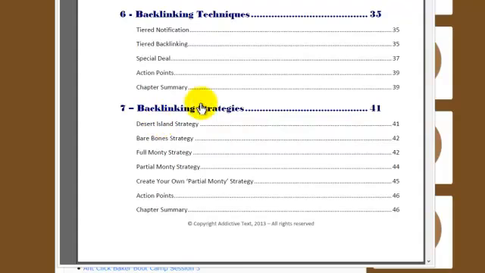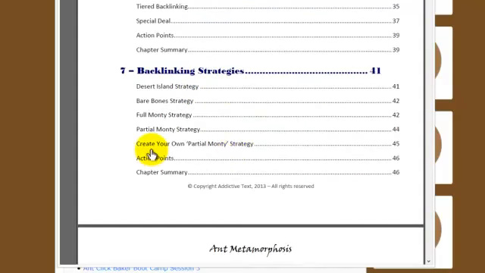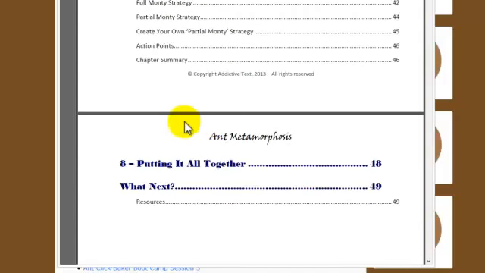Then the backlinking strategies. My favorite is the desert island, because this is basically using just 1 type of backlink. So if you're lazy, if you don't have a lot of time, this is a strategy that you would use if you're stranded or marooned on a desert island. Then you'd use the desert island strategy. But there are 3 other strategies that you could use, and you can pick and choose which one to use. Then I also show you how to create your own partial monty strategy. I won't go into detail about what the partial and the full monty mean. It's all in the blueprint.